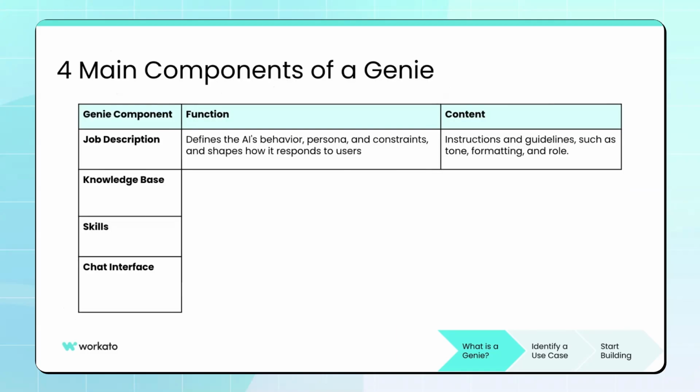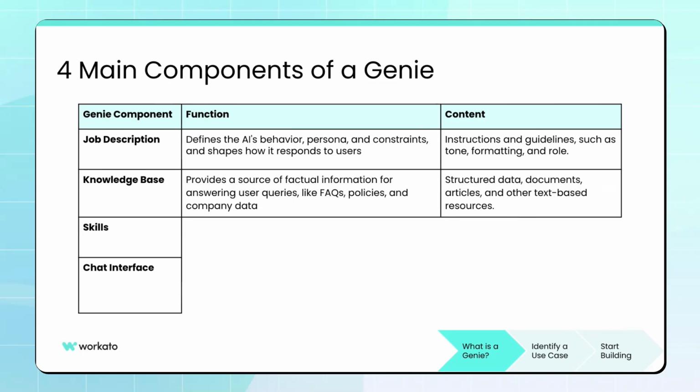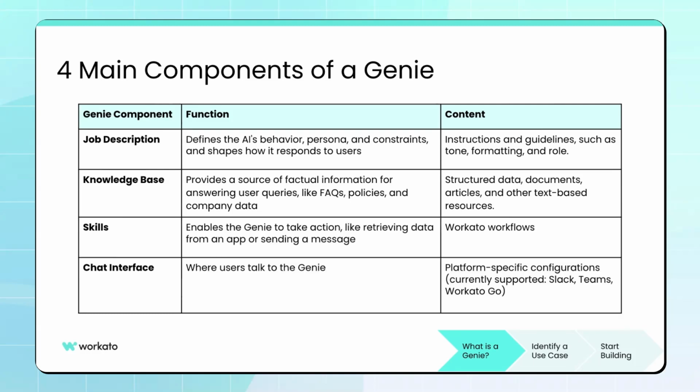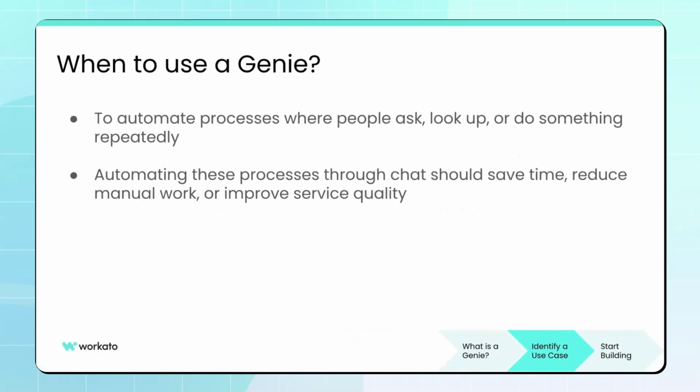Every Genie is powered by four key components: a job description that defines its role and behavior, a knowledge base that stores facts, policies, and company data, skills that let it take real actions through Workato workflows, and a chat interface where users interact, like Slack, Teams, or Workato Go. Together, these components make your Genie both smart and capable.